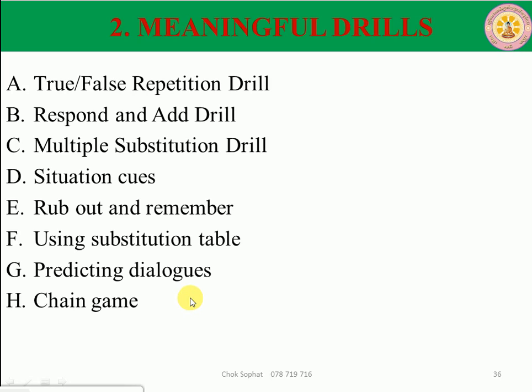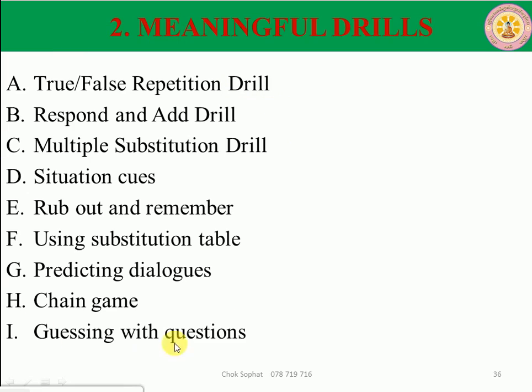Okay, chain again. So all of these are useful drills for the student to practice speaking. And one way, guessing with question.